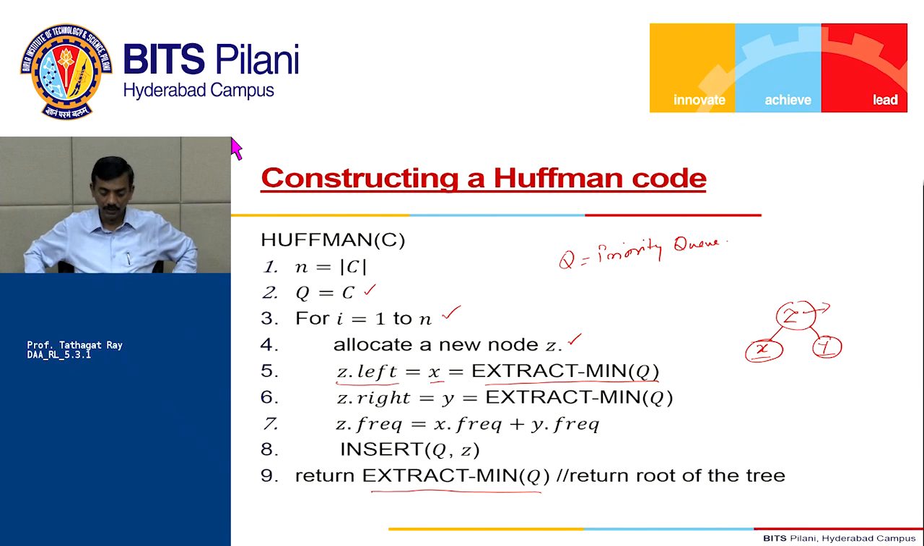Okay, so what we need to prove is that indeed this Huffman code gives the optimal prefix code. So we will prove it using both the greedy property and the optimal substructure property in the next session.